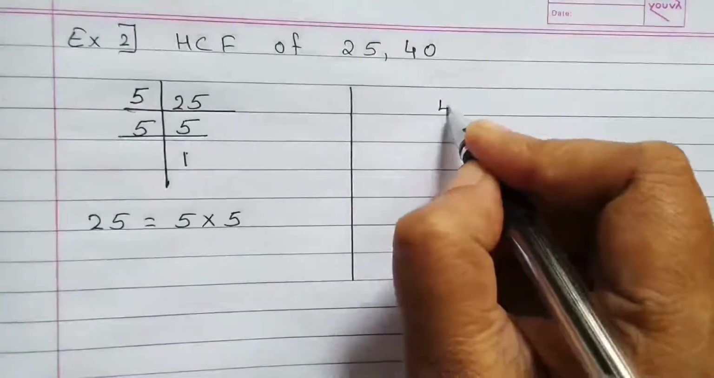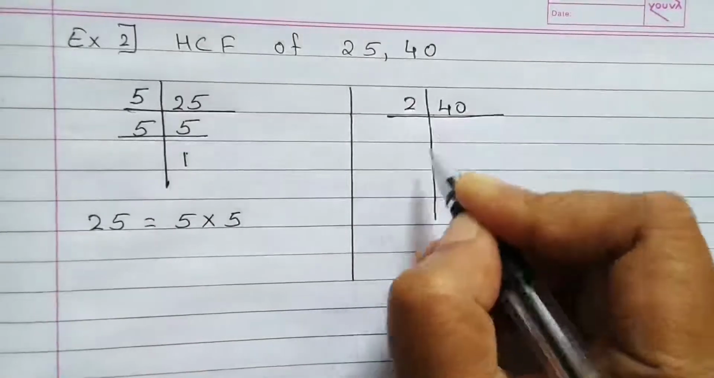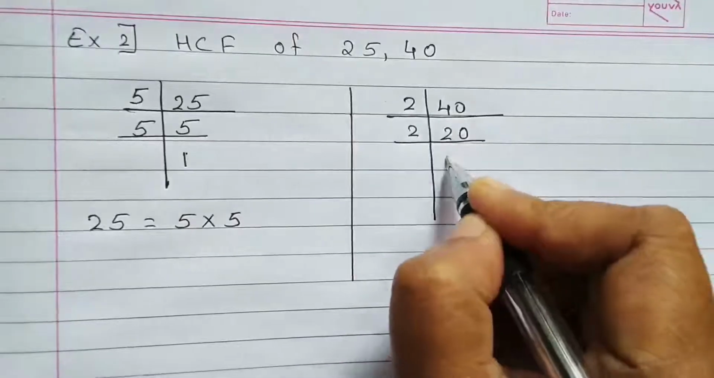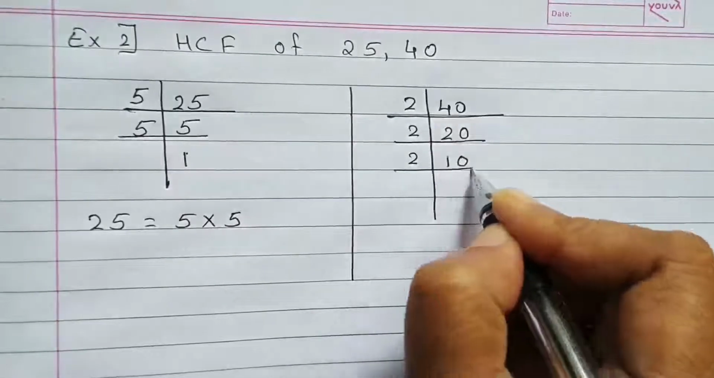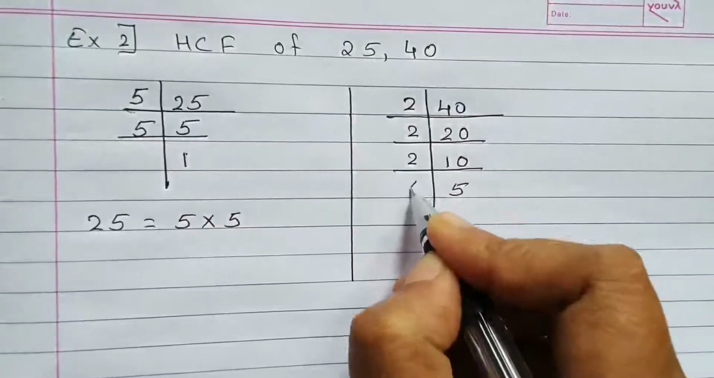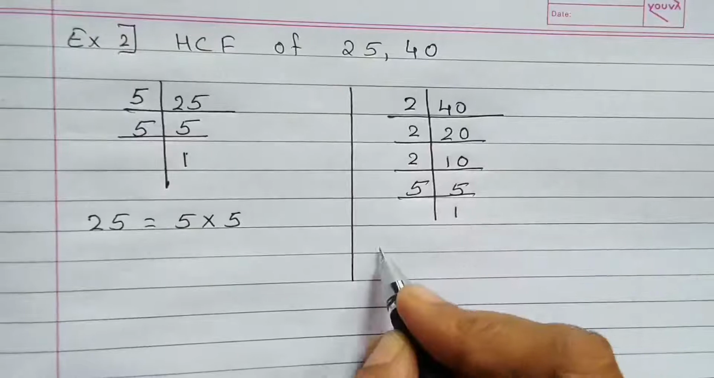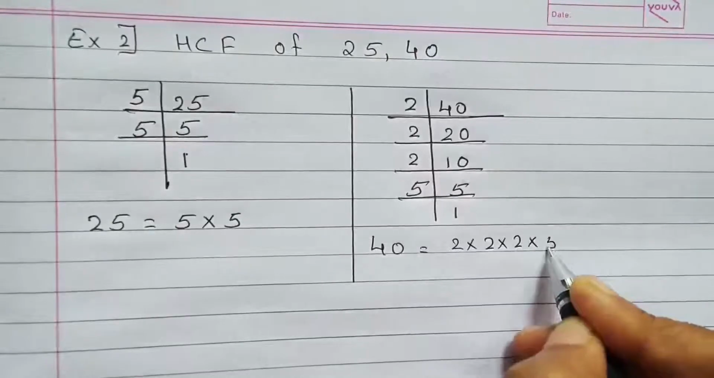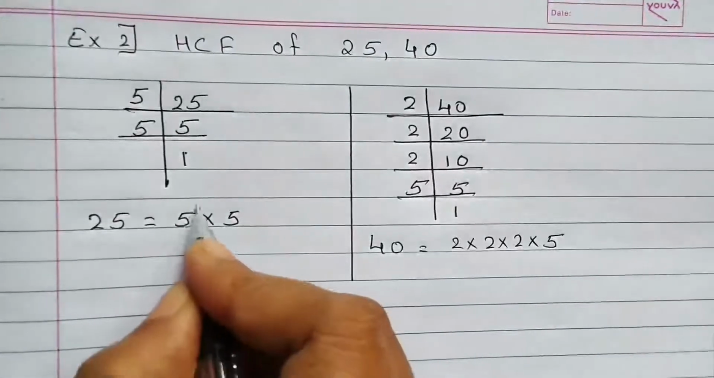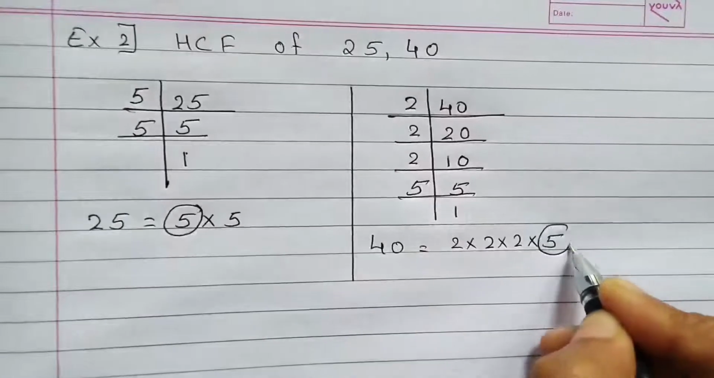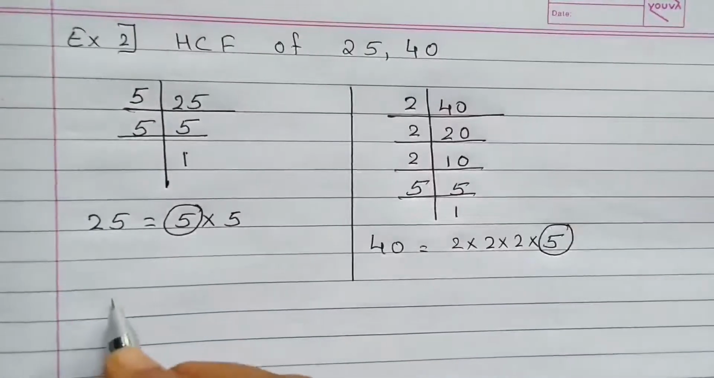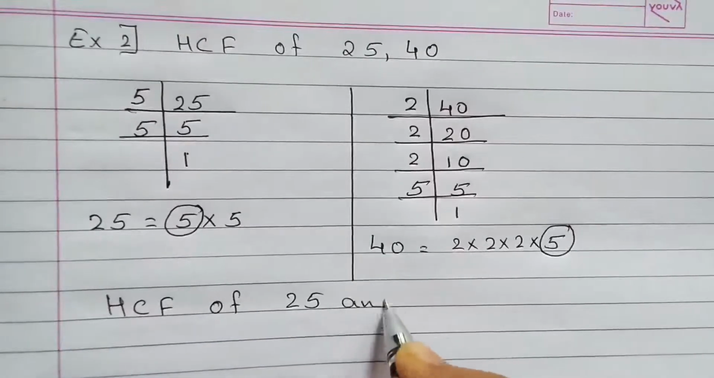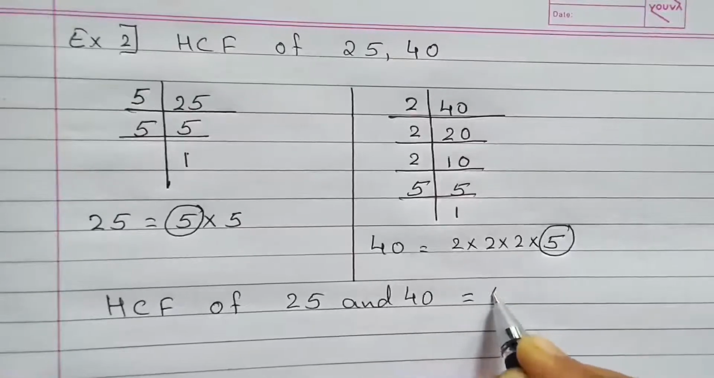Now let's factorize 40. 40 is an even number, so let's start with 2. 2 twenties are 40. Again 20 is even, so 2 tens are 20. Again by 2, 2 fives are 10. 5 is a prime number, so 5 one time. So 40 can be written as 2 multiplied by 2 multiplied by 2 multiplied by 5. So you see that there is only one number as a common factor. So you can see that the HCF of 25 and 40 is 5.